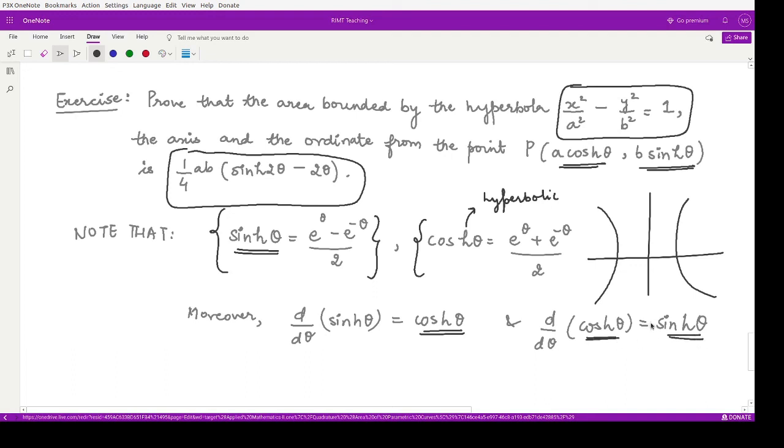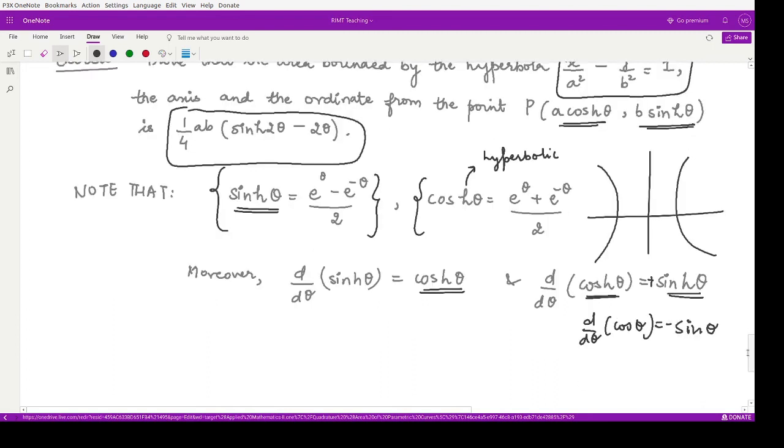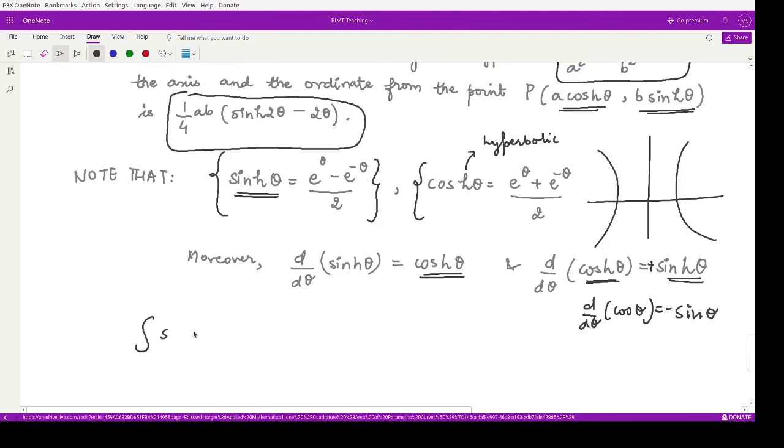It is plus here, unlike the simple functions. What is the derivative of cos theta? Simply it is minus sin theta, right? So here we have plus. Moreover, the integration of sin hyperbolic theta d theta is equal to cos hyperbolic theta, and the integration of cos hyperbolic theta d theta is equal to sin hyperbolic theta. So here all the terms are positive. That is one difference between the normal cos theta and sin theta and the hyperbolic sin theta and cos theta.